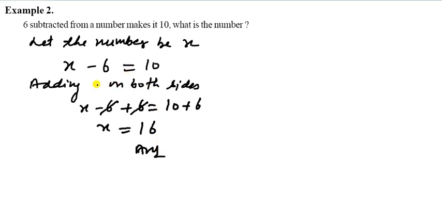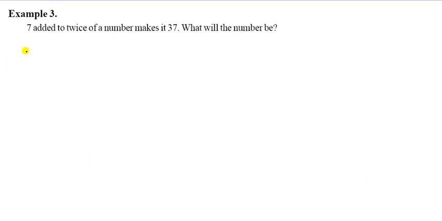Now check: when 16 is subtracted by 6, we get 10. So our answer is correct. So now example 3.